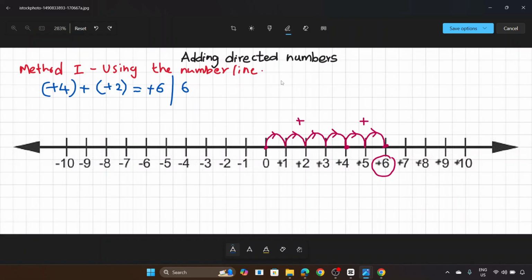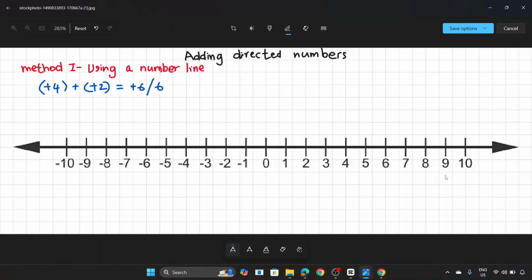But I recommend that in this chapter, directed numbers, it is better to use the negative sign as well as the positive sign. Keep in mind, if there is a number without any sign, positive or negative, you have to consider that number as a positive number. It is automatically positive. First question, we added two positive numbers. Now we are going to add two negative numbers.